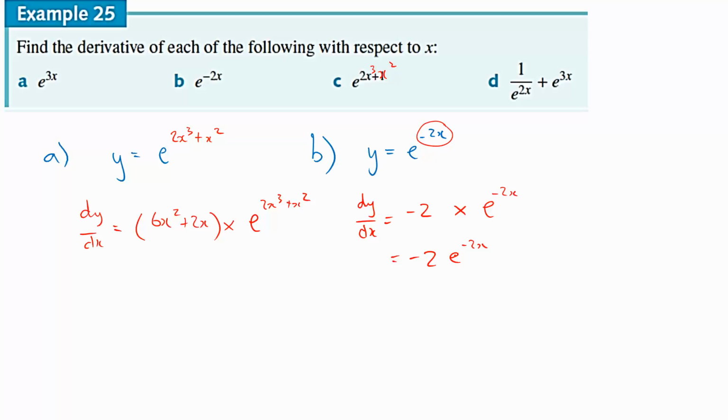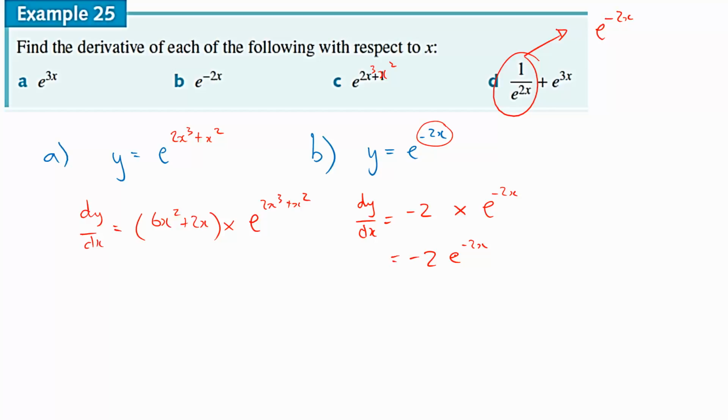You can change this. e to the power 1 on e to the power 2x is the same thing as writing what? Anyone know? What's another way of writing 1 on e to the power 2x? Yeah. You change the bottom power, you can change it to a negative, so it becomes e to the power of negative 2x. And suddenly you're back to square one.